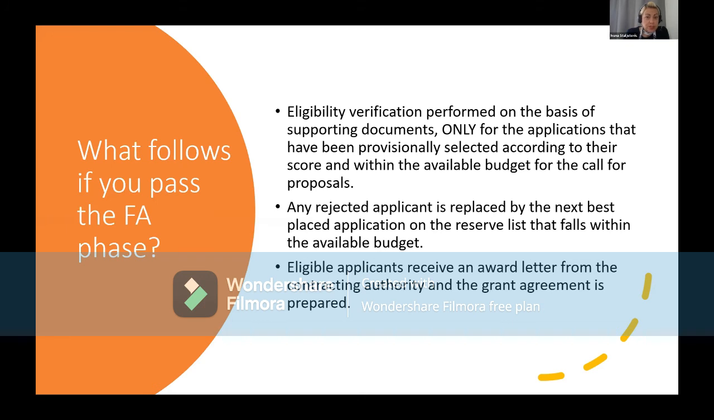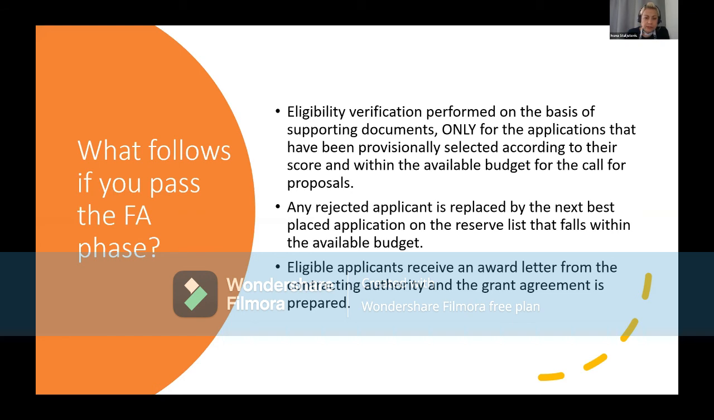As I already mentioned, the eligibility verification is performed on the basis of supporting documents only for the applications that have been provisionally selected according to their score within the available budget for the call and for each lot, to be more precise. Any rejected applicant in step 3, eligibility verification, is replaced by the next best placed application on the reserve list.